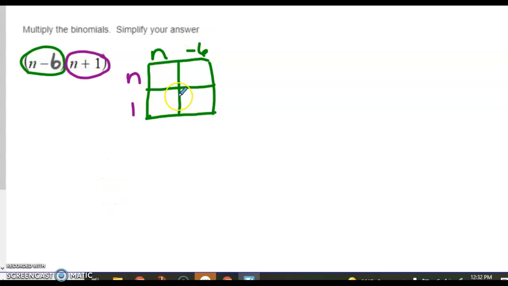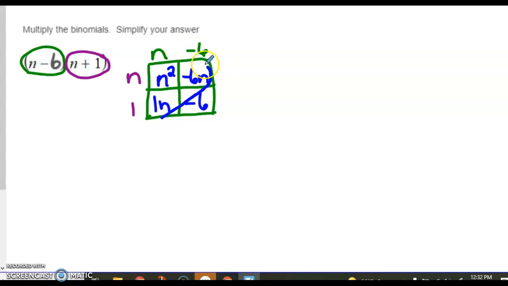And then I'm going to multiply them to fill them in, just like you do in the Punnett square in science. So right here we would have n times n, which is n squared. For this box we would have -6 times n, which is a -6n. Here we have a 1 times n, so 1n. And then over here we have a 1 times -6, which is a -6.